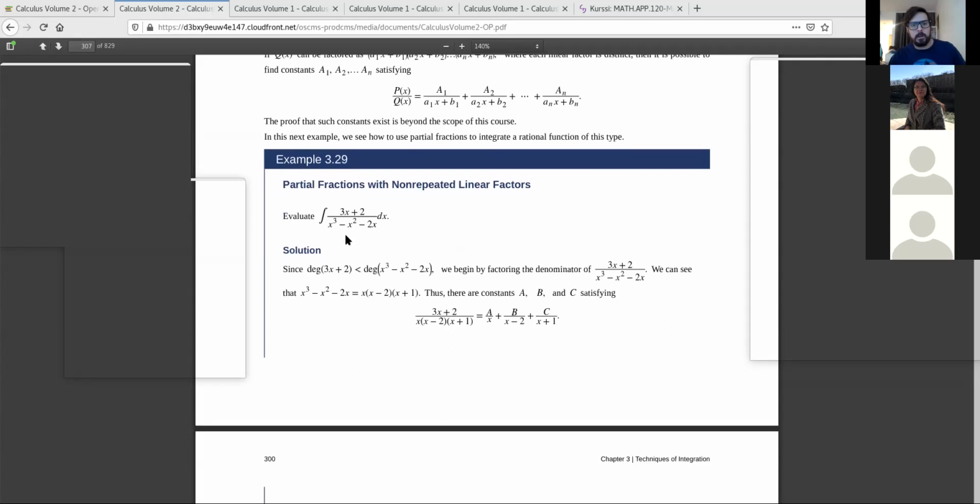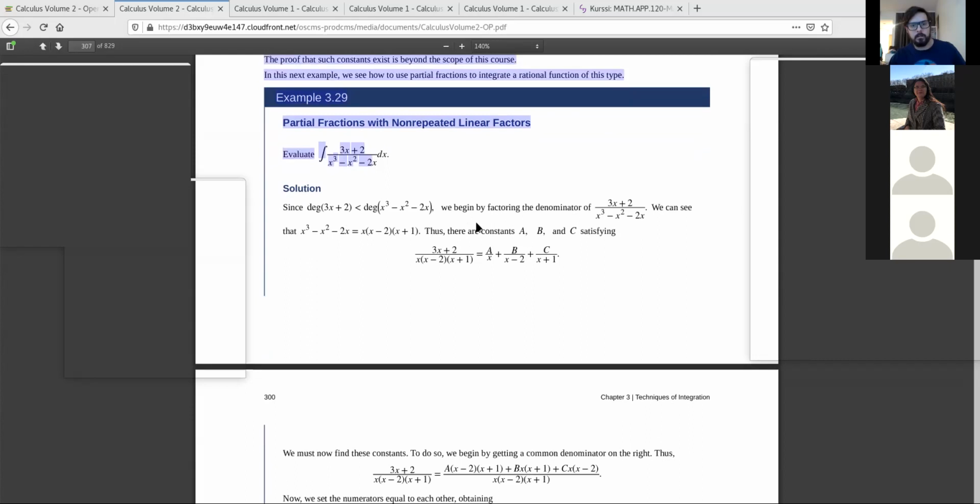If there's another one, where the degree here is smaller than the degree here, then you can factor the denominator. Then like this, you can express it as something over x minus 2, something over x plus 1, and then solve this for a, b, and c by multiplying this back together and making sure that the numerator is the same. This technique is something that was taught in earlier courses, I hope.